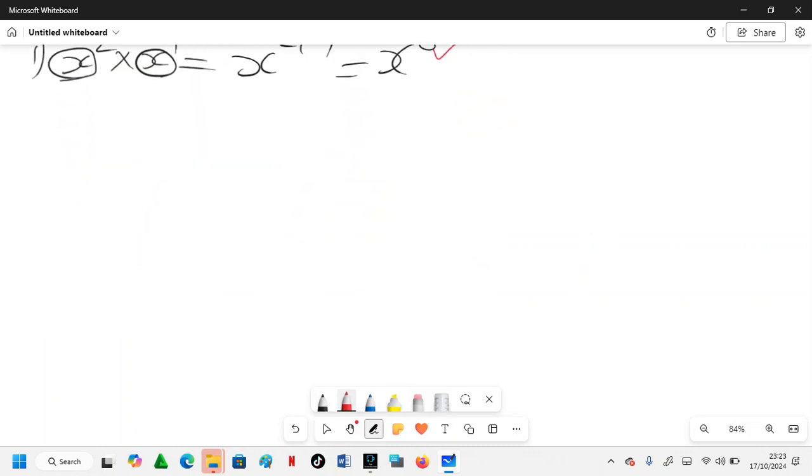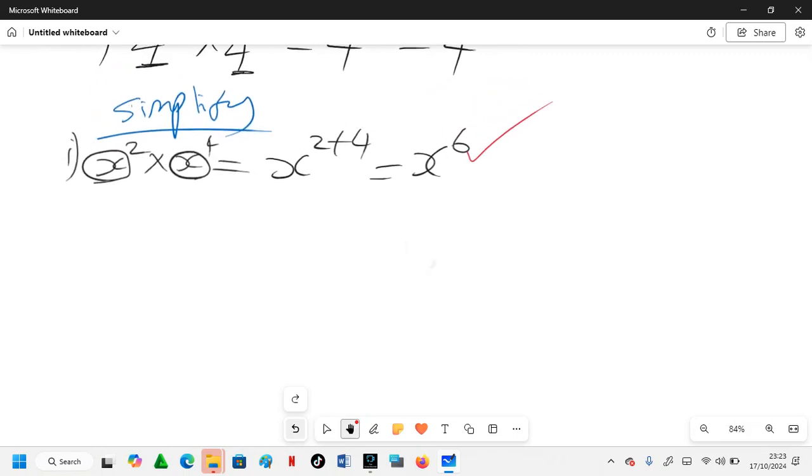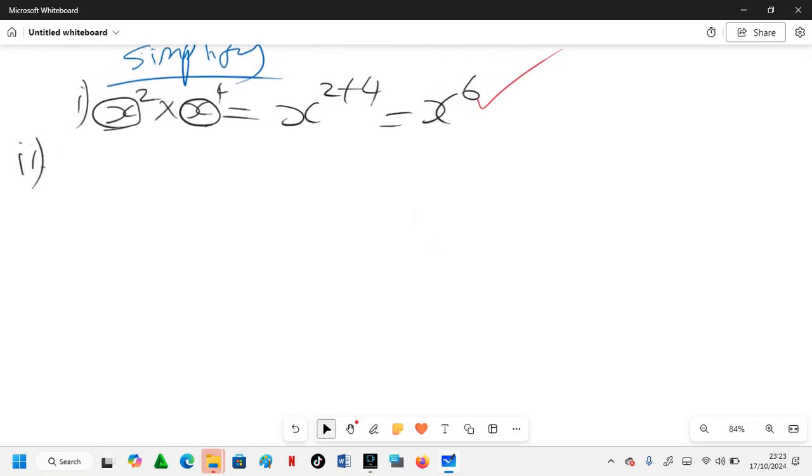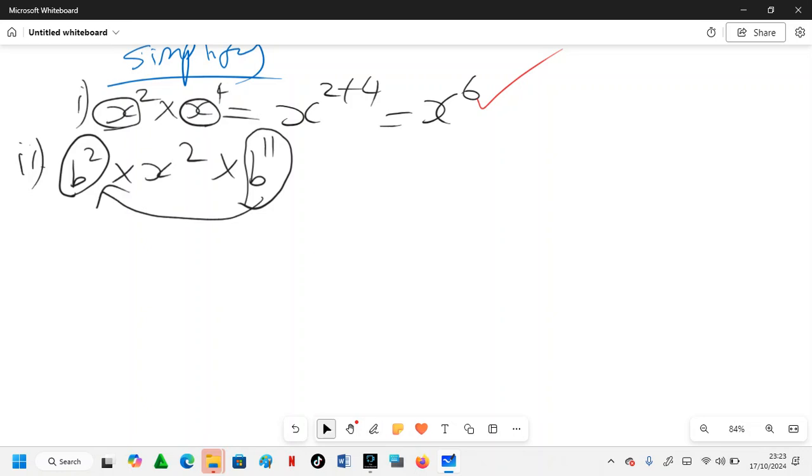Hope you're going on well. Now Roman 2, let's say you have b squared, remember, we're still simplifying, times x to the power of 2 times b to the power of 11. Now, this example is very deliberate because these and these have the same base, so those two can easily be simplified. So bring them together, like terms: b squared times b to power 11 times x to power 2.